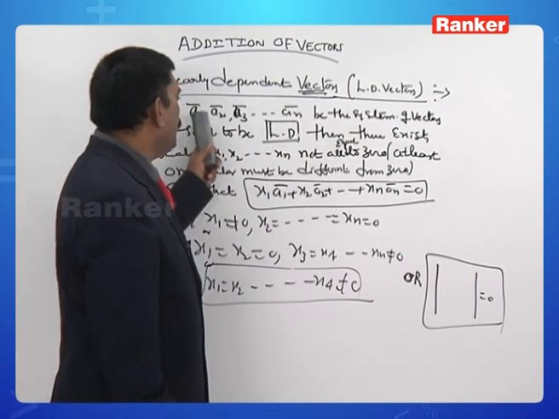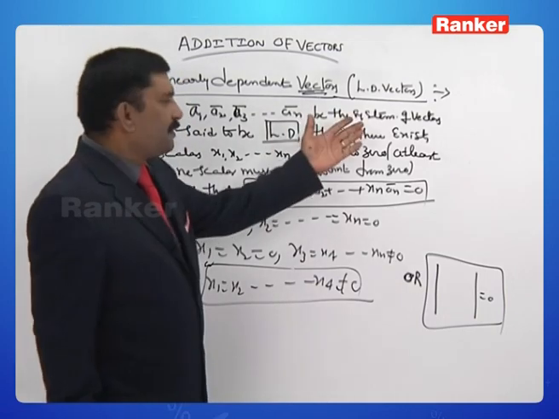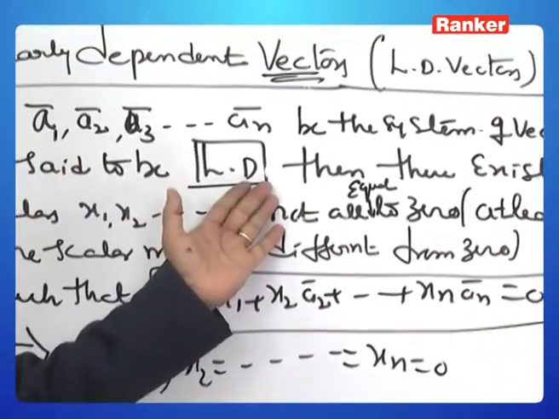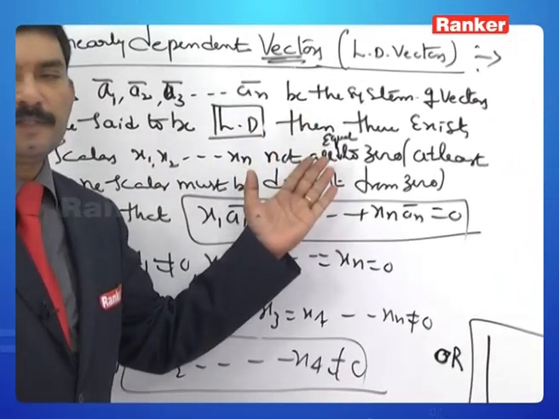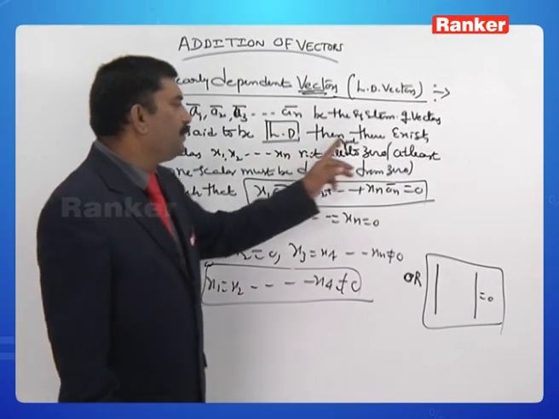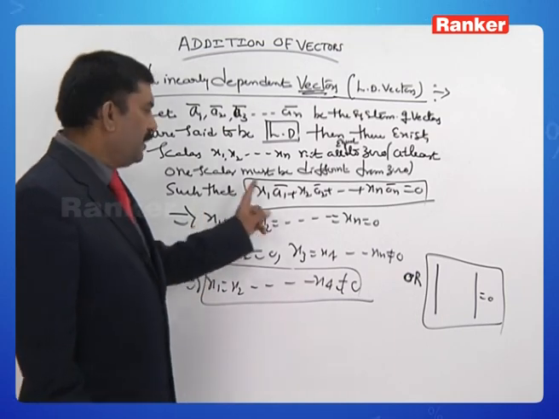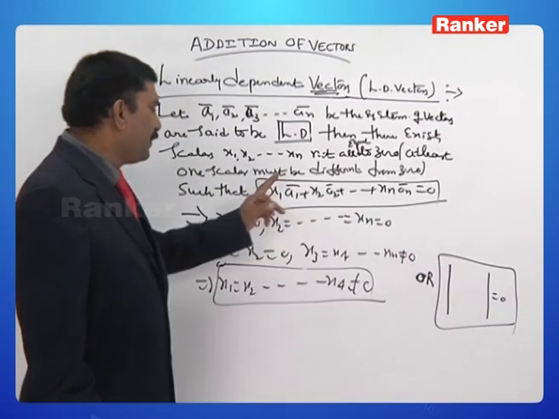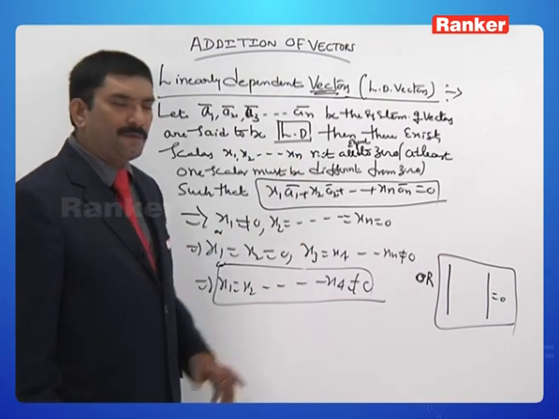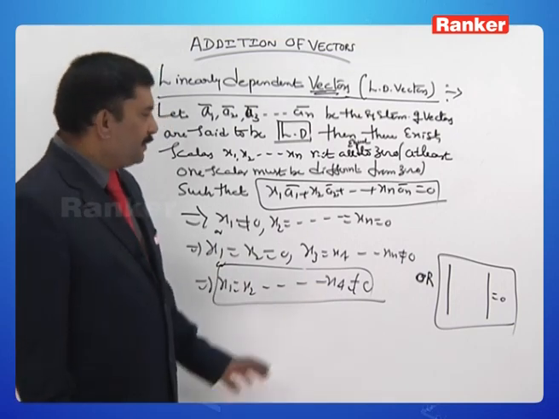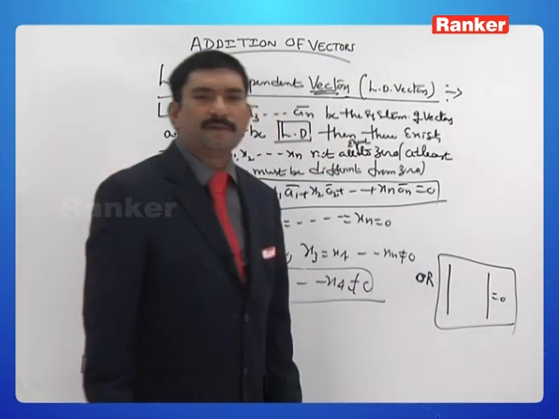Now let a1 bar, a2 bar, a3 bar and so on, an bar be the system of vectors. They are said to be linearly dependent, then there exist n scalars corresponding to the n vectors, not all equal to 0, meaning at least one scalar must be different from 0, such that the linear combination is equal to 0. So x1 may be different from 0, the rest may be equal to 0, or any one of the cases may arise. This is the conceptual method. The other is determinant equal to 0.